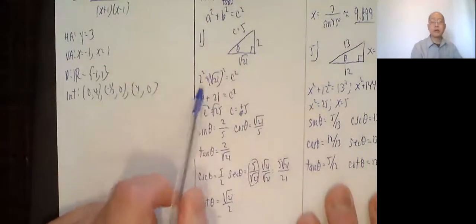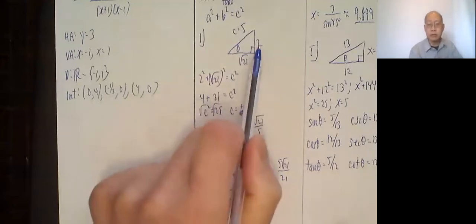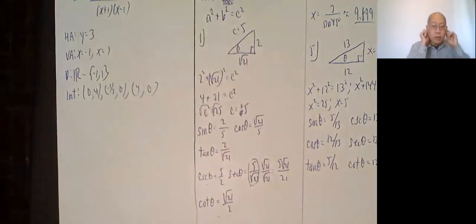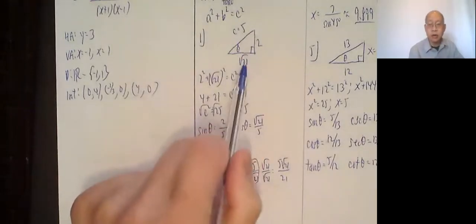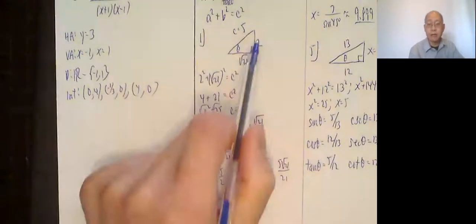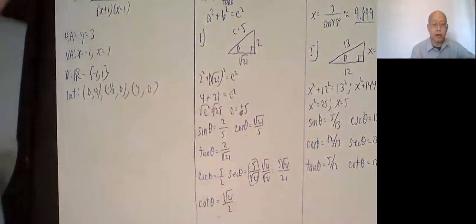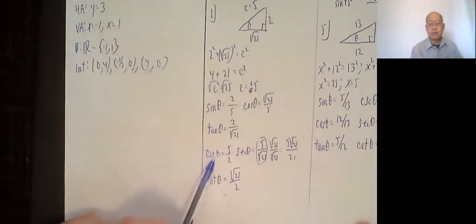Then I do my SOHCAHTOA. Sine of theta is opposite over hypotenuse, 2 over 5. Cosine is adjacent over hypotenuse, so that's radical 21 over 5. Tangent of theta is opposite over adjacent, 2 over radical 21. And then you just flip them.